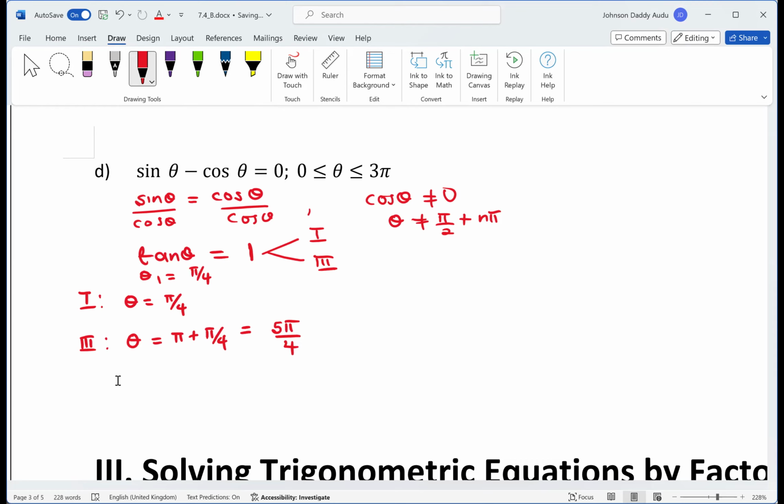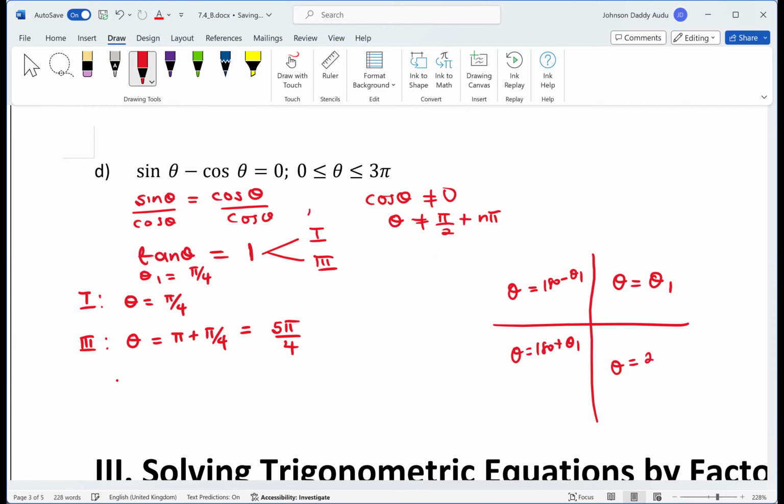So this has to do with the reference angle. Don't forget, let me put the chart. This is the chart here. If you're in the first quadrant, your theta is the same as theta 1. If you're in the second quadrant, your theta is 180 minus theta 1. If you are here, theta is 180 plus theta 1. And if you're in the fourth quadrant, theta is 2 pi minus theta 1. So that is why we have pi plus pi over 4 here. Okay.